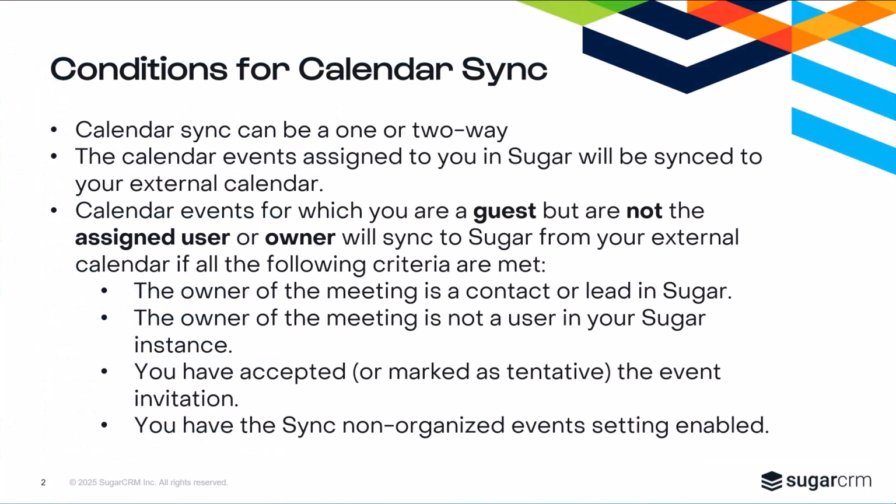Before setting up Calendar Sync, there are a few rules to review. Calendar Sync can be either a one-way or two-way sync between Sugar and your Outlook calendar. Calendar events assigned to you in Sugar will be synced to your external calendar. Calendar events for which you are a guest, but are not the assigned user or owner, will sync to Sugar from your external calendar only if all of the following criteria are met.